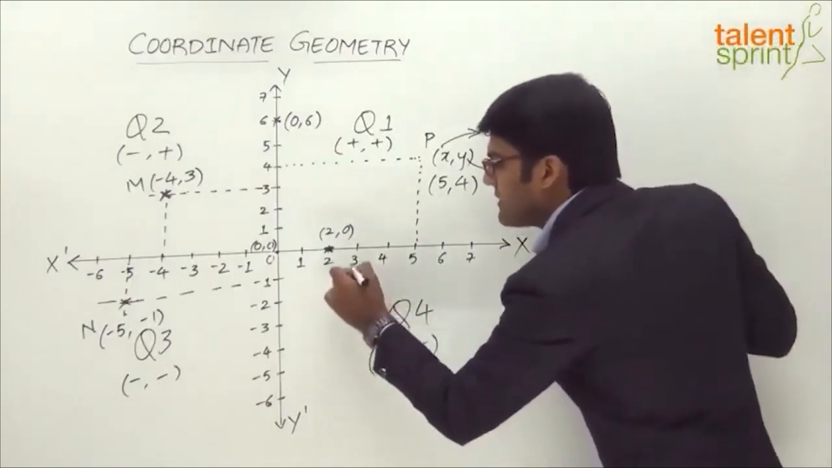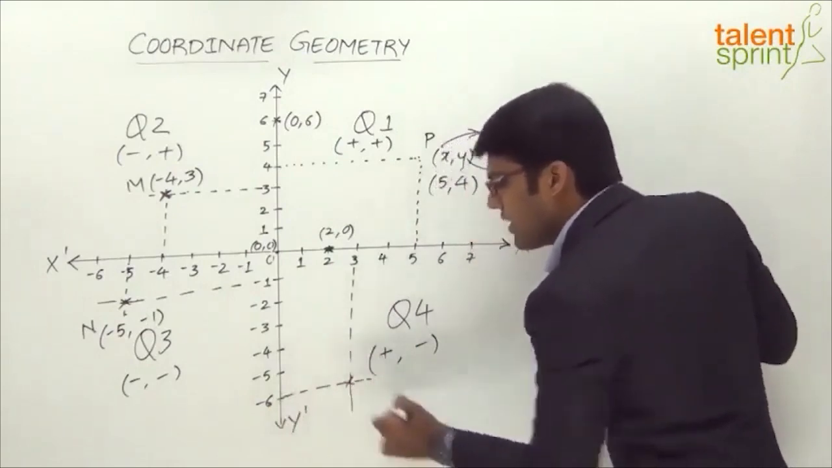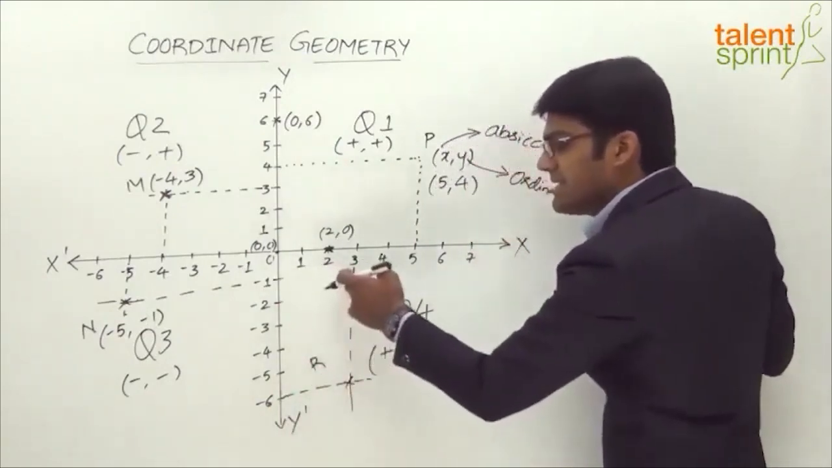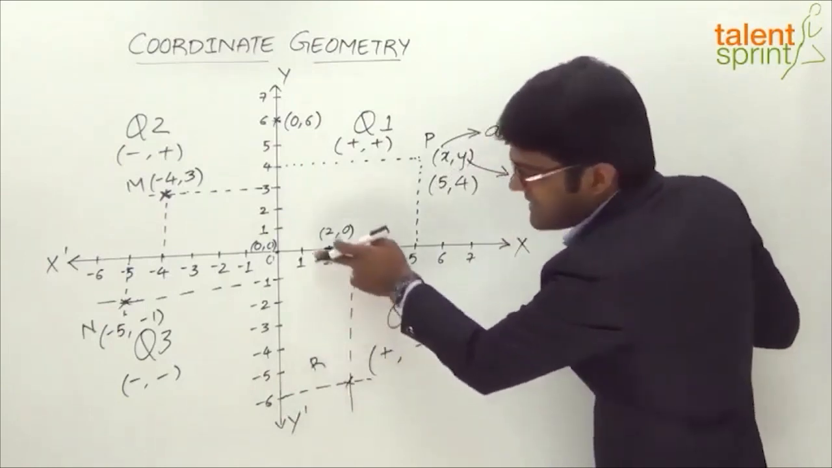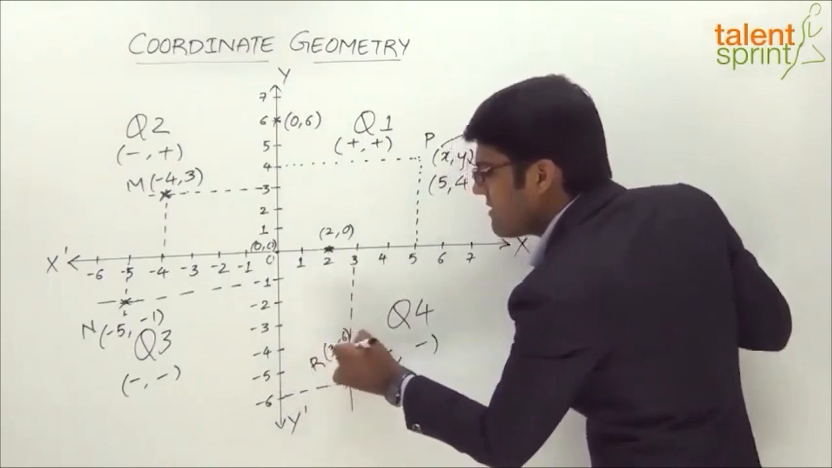And likewise in quadrant 4, let's say there is a point R, right? This is the point R, let's say. Now what will be the coordinates of the point R? The horizontal distance is +3, whereas the vertical distance is -6. So it can be taken as 3, -6.